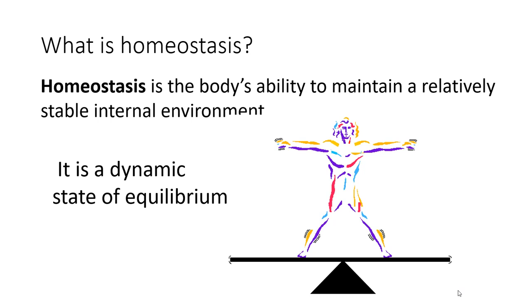So, what is homeostasis? It is the body's ability to maintain a relatively stable internal environment. Please put a star by this definition. The wording of it is very specific to our text, and so you want to make sure that you're familiar with that. Again, it is the dynamic state of equilibrium.